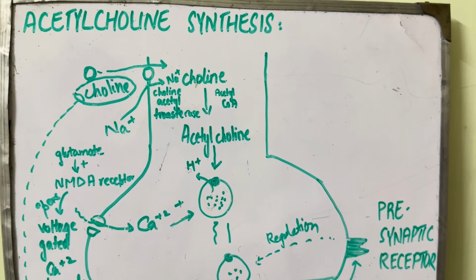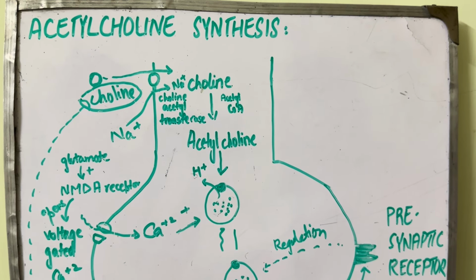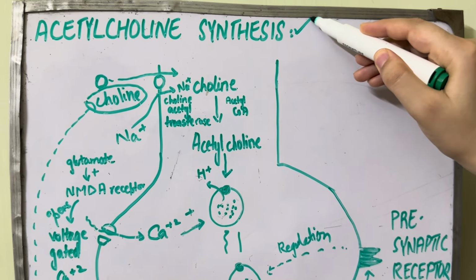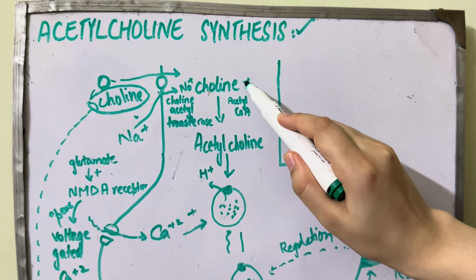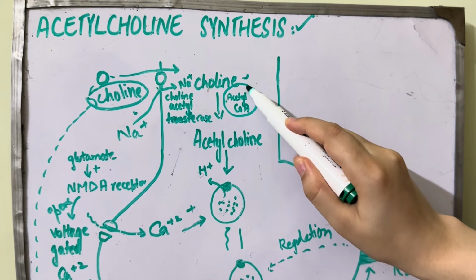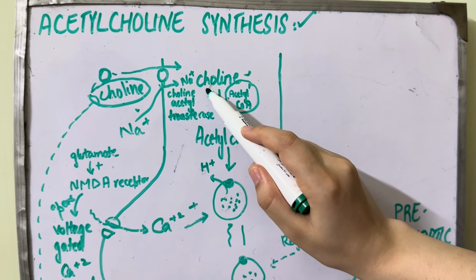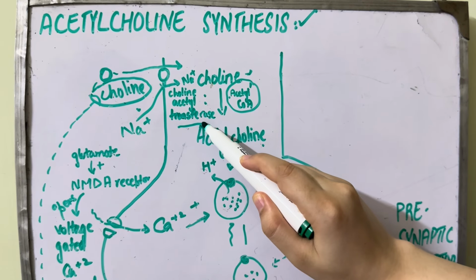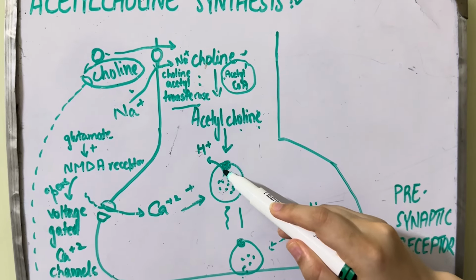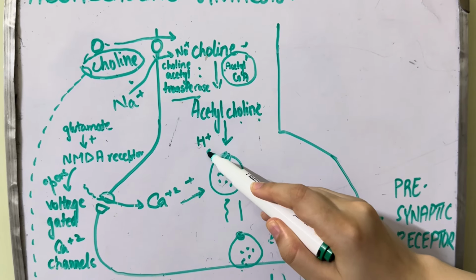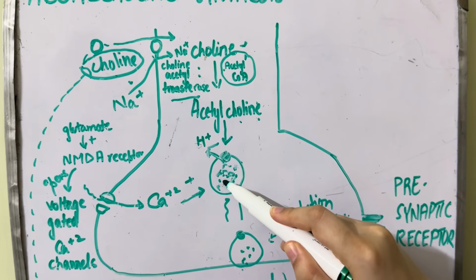Now we'll discuss the drugs for the treatment of Alzheimer's disease, but for their better understanding, I would like to explain the acetylcholine synthesis first. Choline that is placed extracellularly moves intracellularly, and in the presence of acetyl-CoA, it converts to acetylcholine in the presence of choline acetyltransferase enzyme. This acetylcholine now goes into the vesicles, and a hydrogen ion moves out in exchange for this acetylcholine, and this acetylcholine is stored in the vesicles.